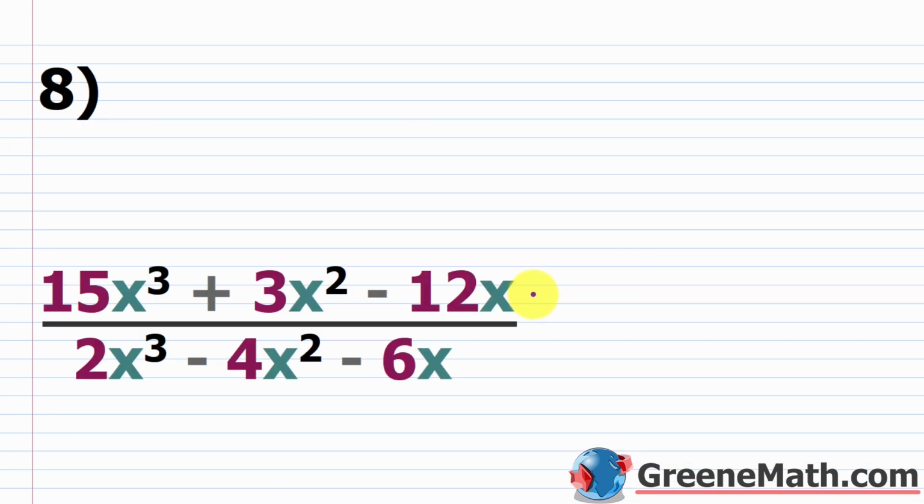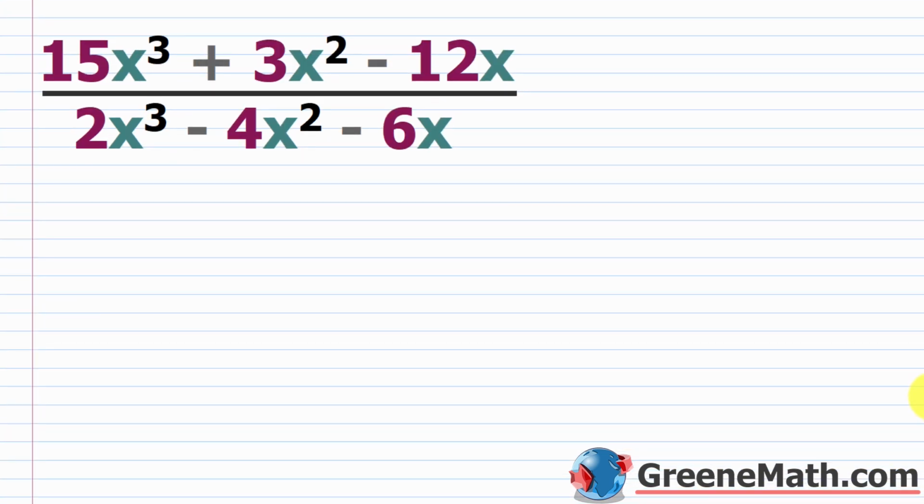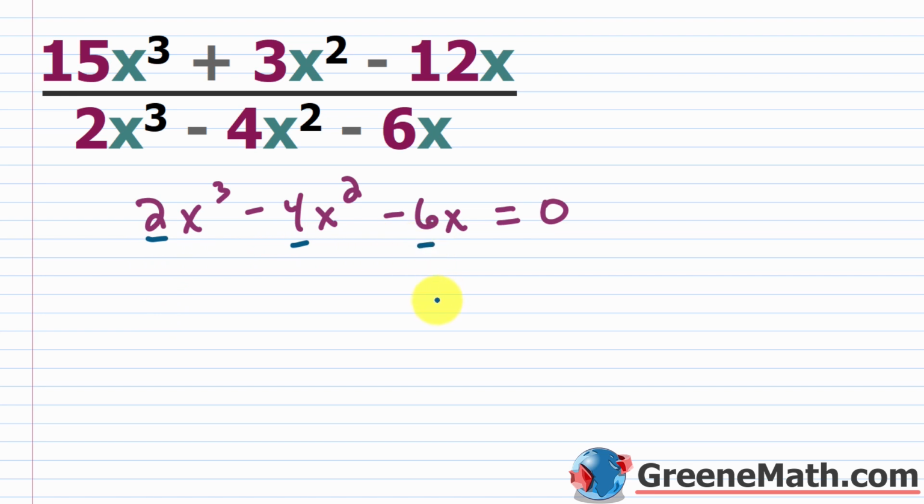All right, let's look at question number 8. So we're looking at 15x cubed plus 3x squared minus 12x over 2x cubed minus 4x squared minus 6x. Again, I'm just going to take this denominator, 2x cubed minus 4x squared minus 6x, set it equal to 0, and solve that equation. What you'll notice is that this is even, this is even, this is even, and everything has an x. So I could pull out a 2x here. Inside I'll have x squared minus 2x minus 3. Okay, so let this equal 0.